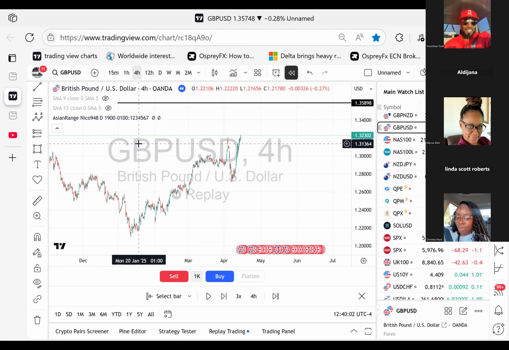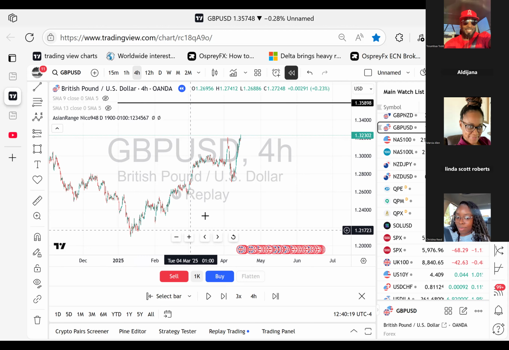Any other questions? So if GBP USD is in an uptrend, that means you would be buying, right? You would click the buy for that. That's correct.